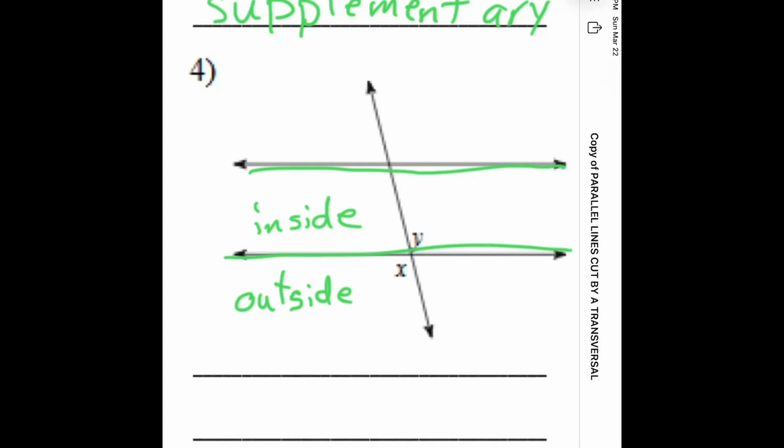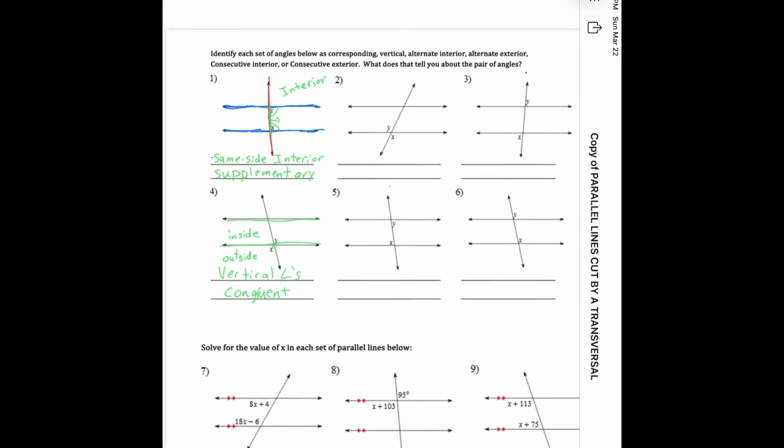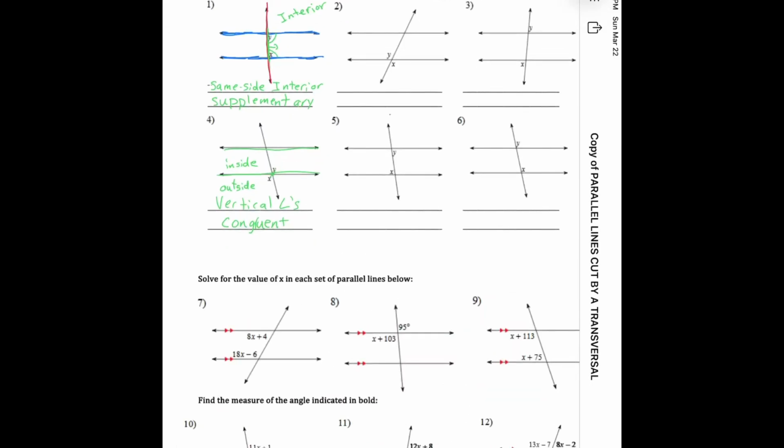So in this case, we're on the same intersection and they're diagonal from each other. So these angles are going to be vertical angles. And vertical angles are congruent. So that is what we did from 1 to 6.